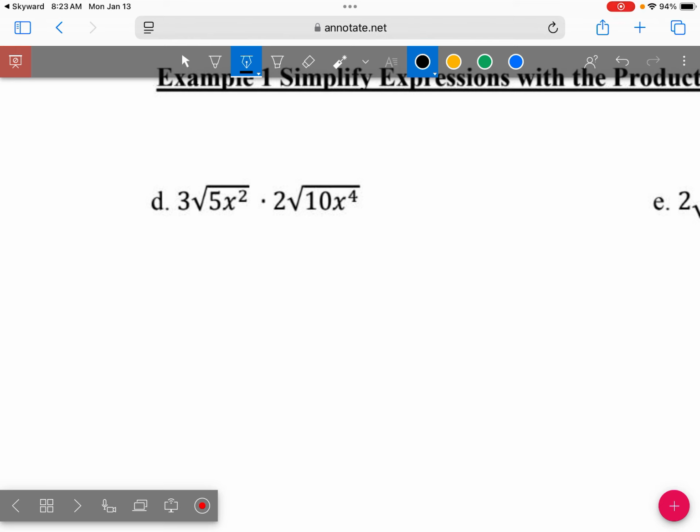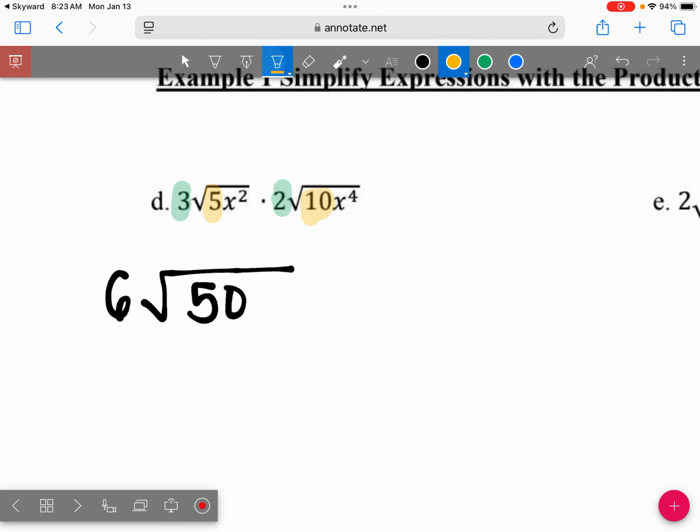You're going to start by multiplying the numbers in front. So we have a 3 and we have a 2. Let's multiply that and put that number in front. That's a 6. And then let's make our square root. Multiply 5 times 10. And what is 5 times 10? 50.